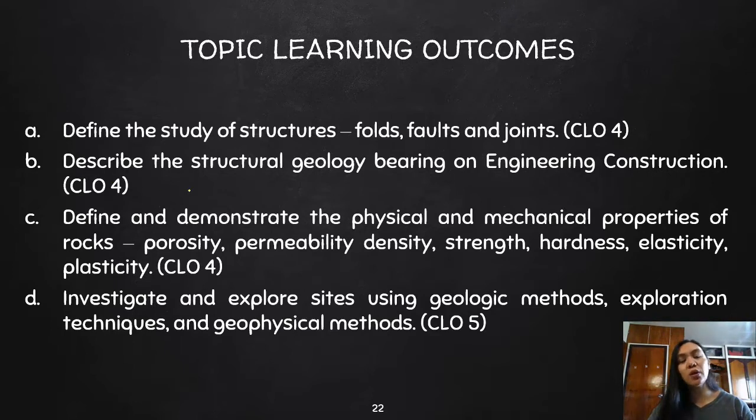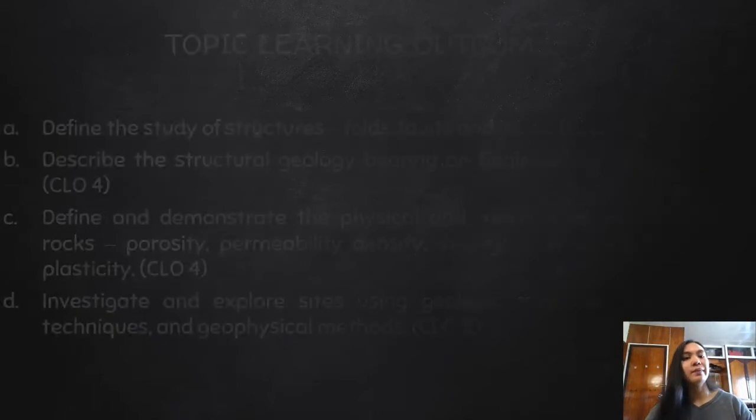Letter B, describe the structural geology bearing on engineering construction, again achieving your CLO number 4. Letter C is define and demonstrate the physical and mechanical properties of rocks. We have your porosity, permeability, density, strength, hardness, elasticity, and plasticity, achieving your CLO number 4. And lastly, investigate and explore sites using geologic methods, exploration techniques, and geophysical methods, achieving, of course, your CLO number 5.